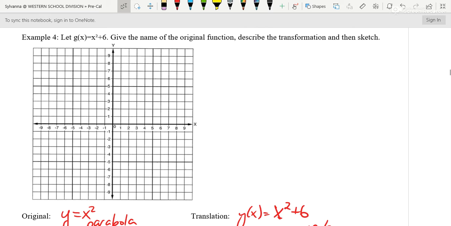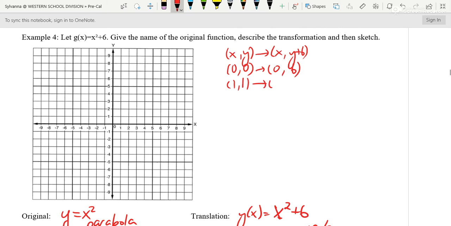So we got the original function, which is the parabola. We described the transformation because we're going to move up 6 from the original, and then now we're going to sketch it. So our vertex here would usually be at 0, 0, but because now we're going to add 6 to our y, our new point is going to be 0, 6. Our point 1, 1 will turn into 1, 7. And our point from the original negative 1, 1 is going to turn into negative 1, 7.